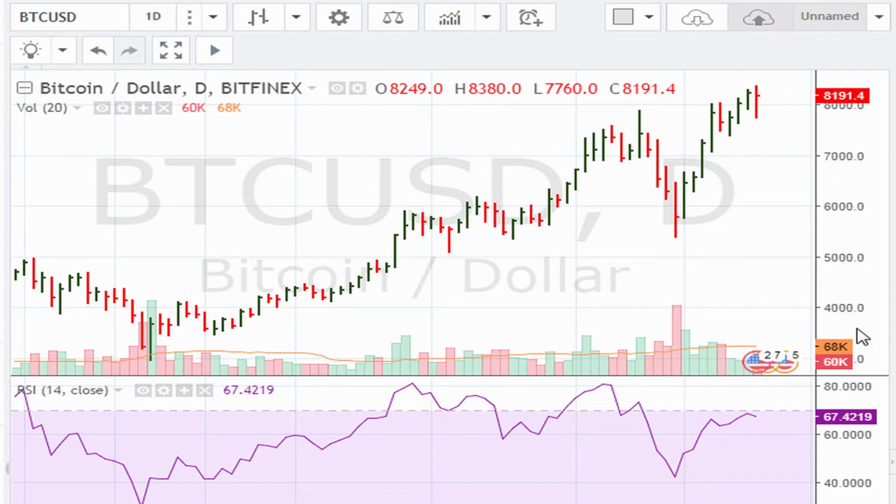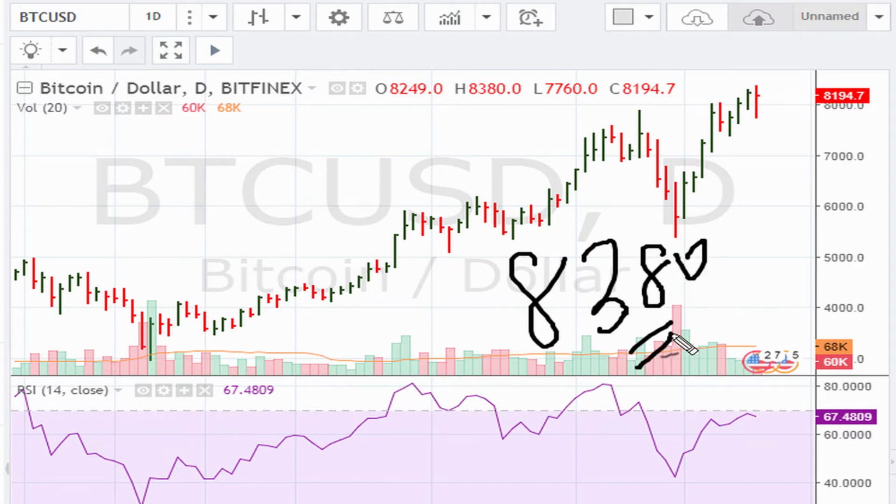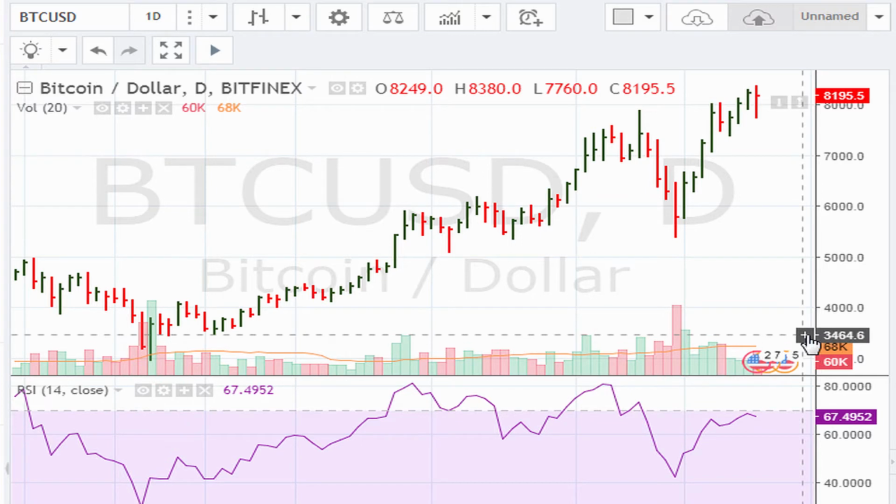just close to, let me see here, 8,250. So 8,250 thereabouts happens to be the high. I believe that's the open. The high is 8,380. All right, so that's the high. Now, what I'm saying here is you start seeing early signs of stalling.